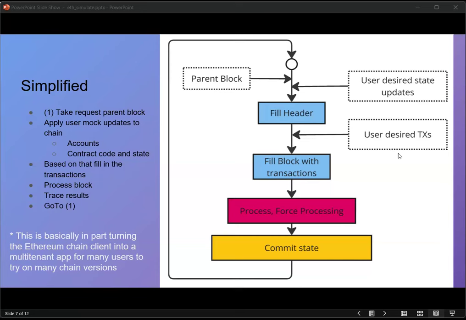So for every user, we basically fork the chain and spin up a new chain that lives only in memory. It takes that block as a base, and all that happens after that is this subchain, a branch of a tree, that processes whatever a user wants to do on the chain. It is turning the Ethereum client into a multi-tenant application, which can allow many universe versions, like a multiverse. So it's quite fun.